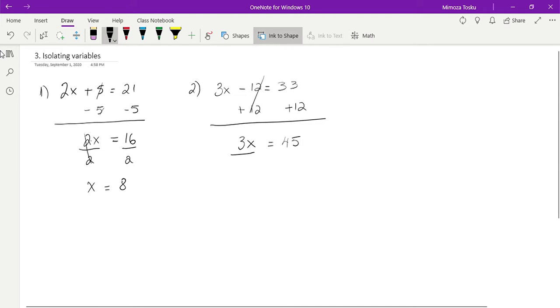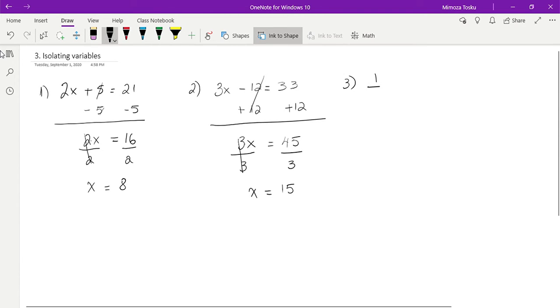And then again, since we are multiplying x by 3, we will divide, because the opposite operation of multiplying is dividing, so x will be equal to 15. The third example is a bit more complicated. We are dealing with fractions here.